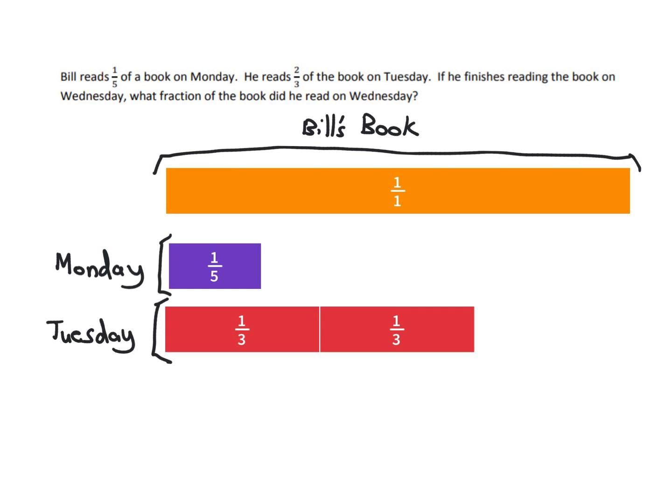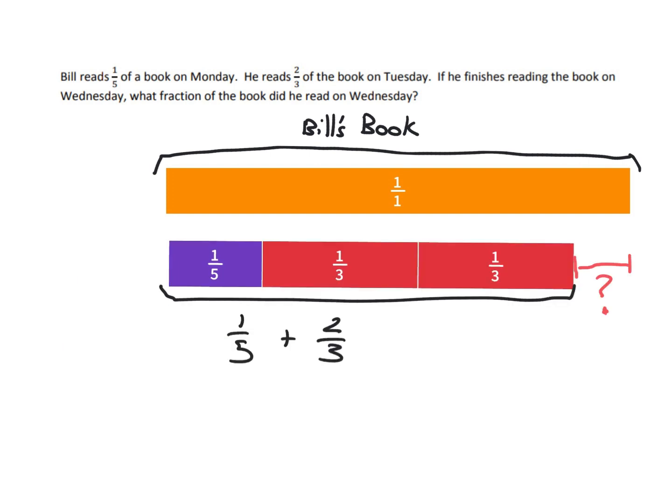We can write the combined amount of Monday's and Tuesday's readings as 1/5 plus 2/3. When we look at the fractions, one part sized 1/5 of the whole and two parts each sized 1/3 of the whole, we notice that they have unlike denominators because the whole in each is partitioned into different sized parts. To combine Monday's and Tuesday's readings together, we need to find a common denominator. The simplest way to find the common denominator is to multiply the denominators together to find a common multiple. If we multiply 5 and 3 together, we get 15.